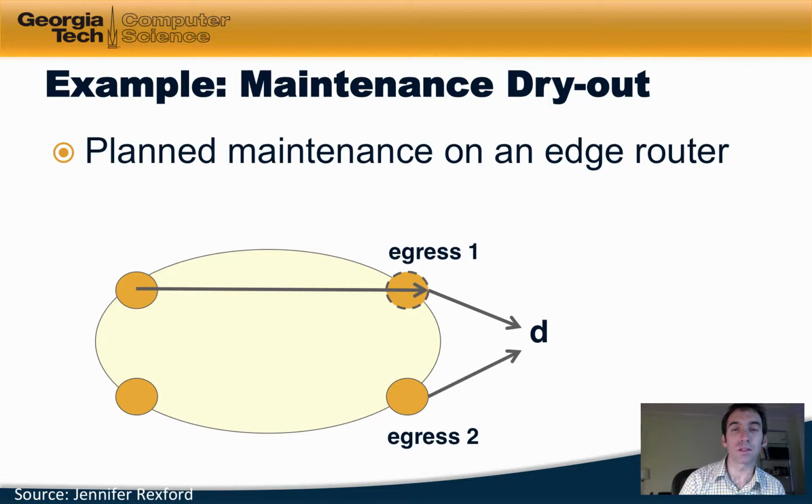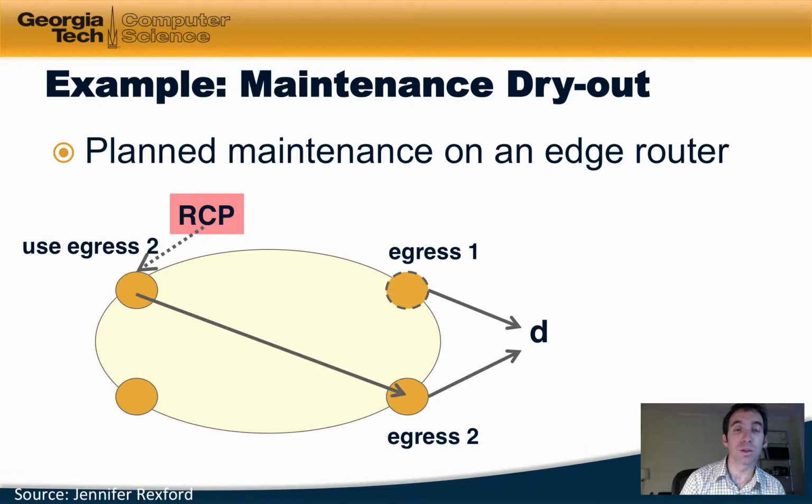One example is called maintenance dryout. The idea here is that a network operator may want to do planned maintenance on an edge router. So in this example, let's suppose that the operator wants to do maintenance on the router sitting at egress 1. In this particular example, the operator could use something like the RCP, the routing control platform, to directly tell a router at ingress to send its traffic for a particular destination to egress 2.